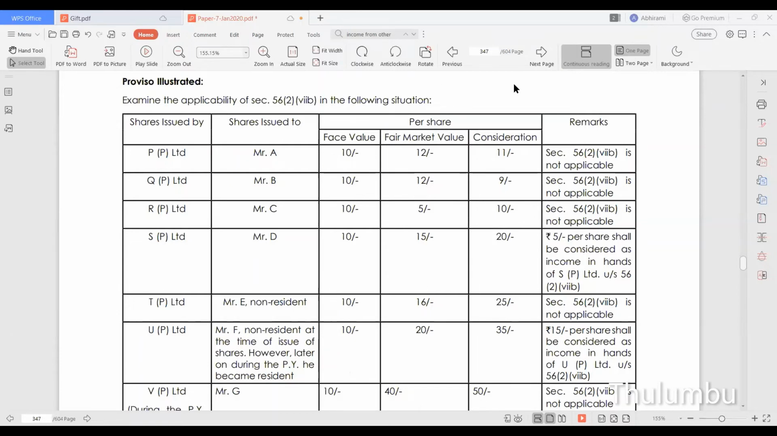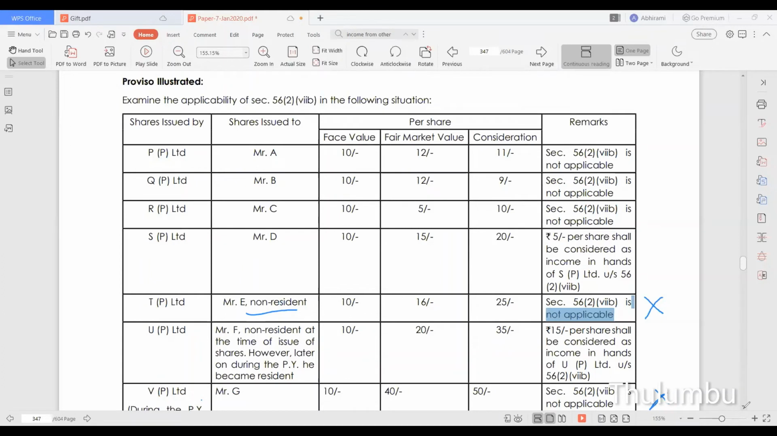So in that case, it does not apply because it is a non-resident. In the same way, this one is private limited, and the private limited started becoming public. So in this case it does not apply. Now we will see the rest of the cases.